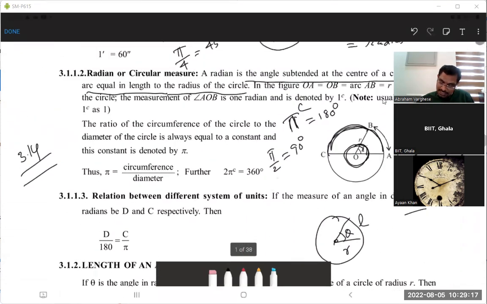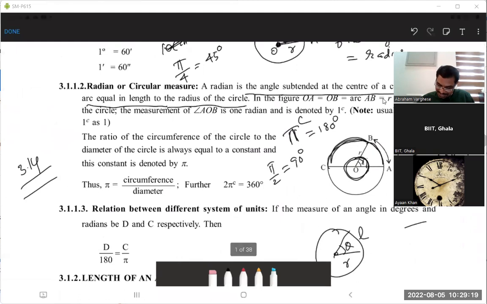See here, still it is there. I didn't see. I hope you can see this one.